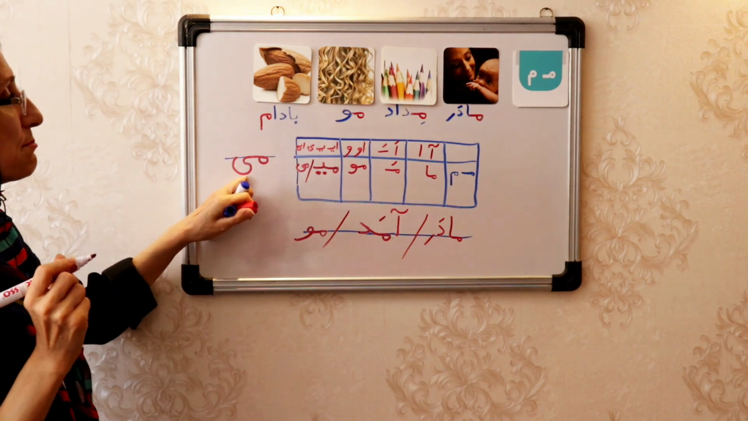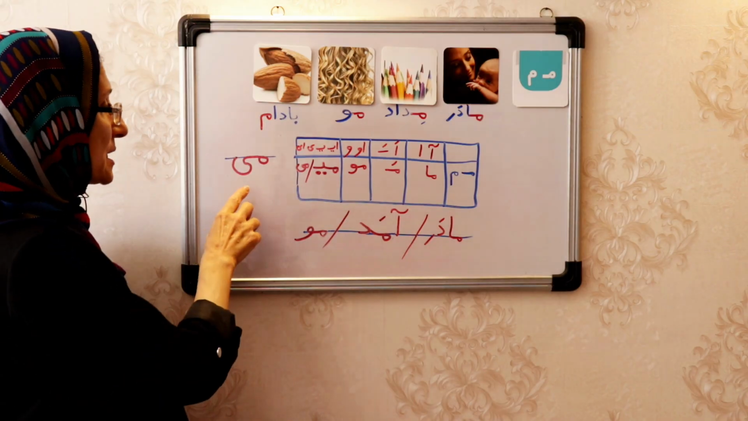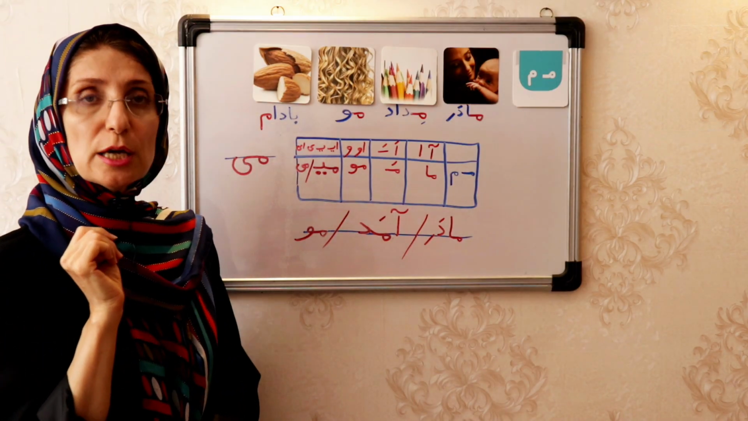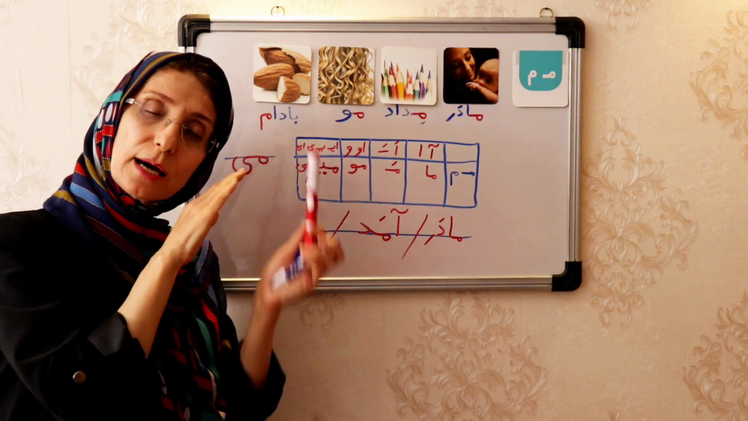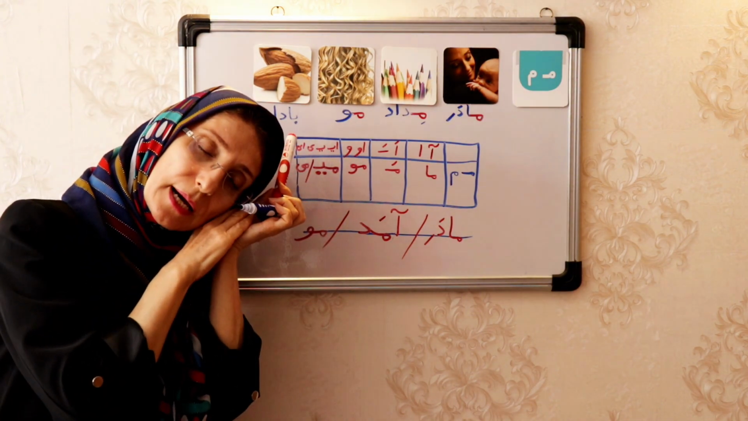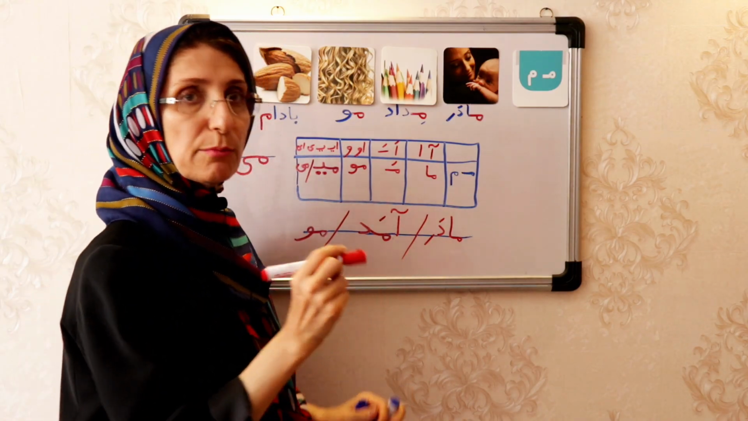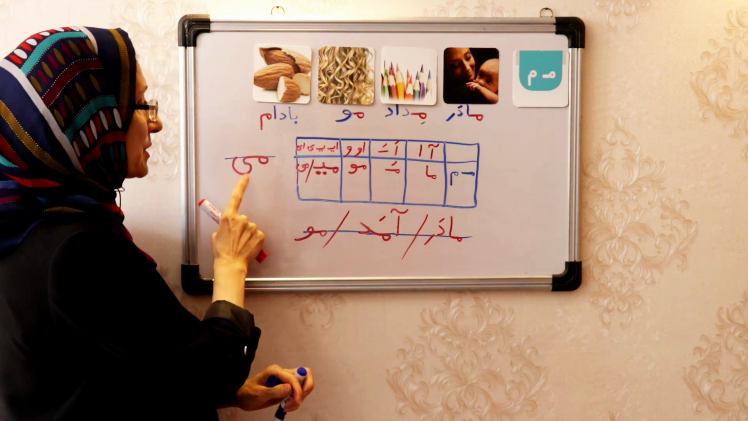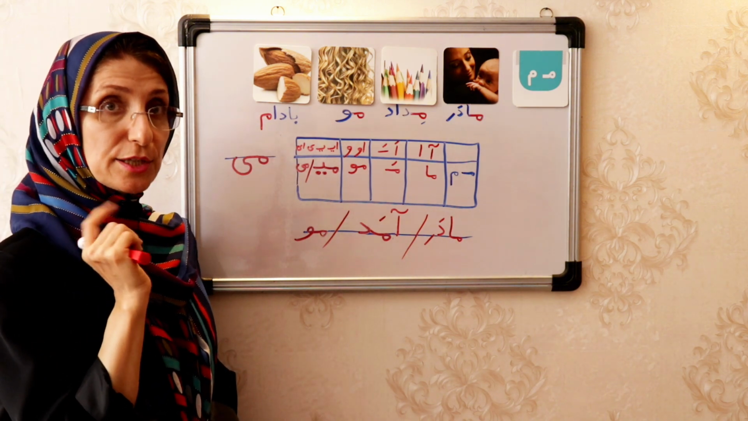This "me" is very important because this "me" is called in Persian "mi-kari". "Me" for work, for action. میخوانم، میخوابم، میخورم، میروم، مینویسم. Every present verb is written with "me", which I will teach you later in the next videos.